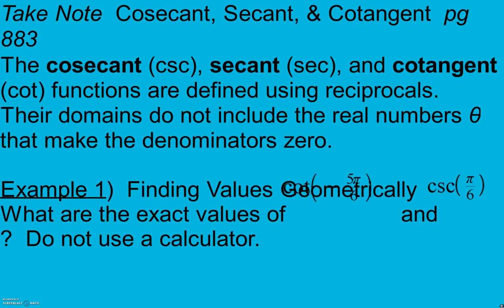Take note on page 883 for cosecant, secant, and cotangent. The cosecant, which we write as CSC, the secant, which is SEC, and cotangent, COT, functions are defined using reciprocals. Their domains do not include the real numbers 0 that make the denominators 0. So we're going to find values geometrically here. I'm going to move that back down where it should go. Sorry.